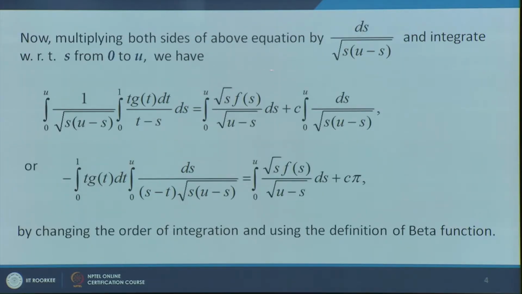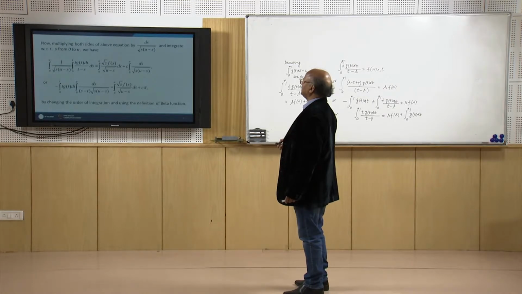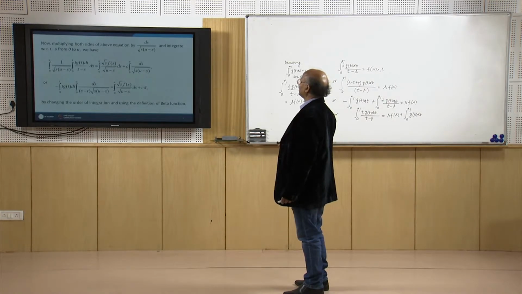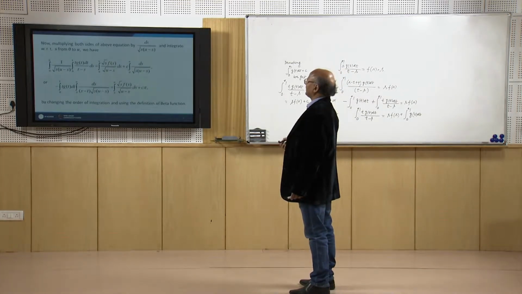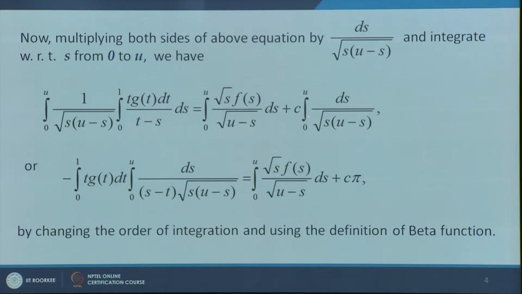Now let us multiply both sides of this equation by ds over square root of s(u minus s) and integrate with respect to s from 0 to u. So we shall have integral 0 to u 1 over square root of s(u minus s), integral 0 to 1 t g(t) dt upon t minus s ds, equal to integral 0 to u of root s f(s) upon square root of u minus s ds, because the square root of s will cancel with s and we will get square root of s left, plus c times integral 0 to u ds upon square root of s(u minus s).